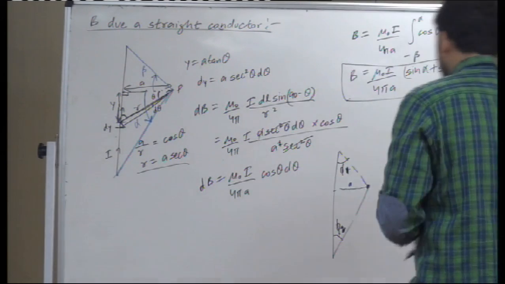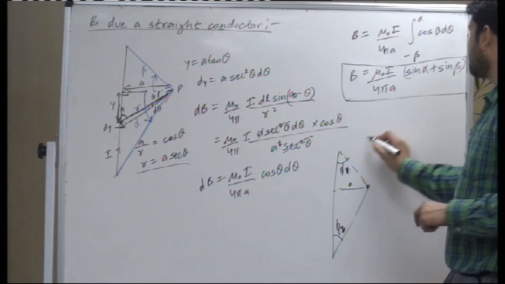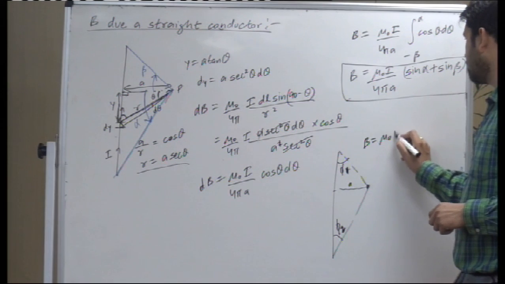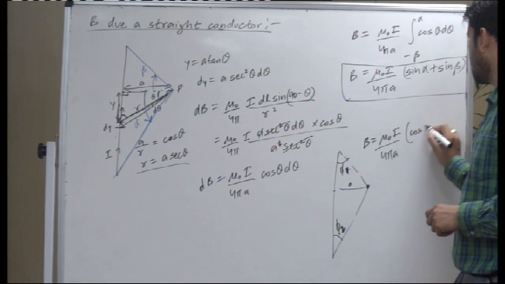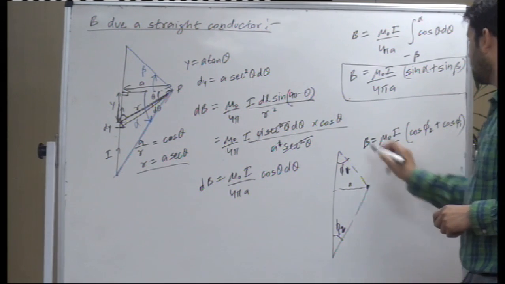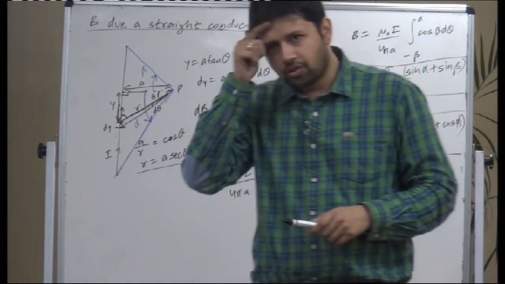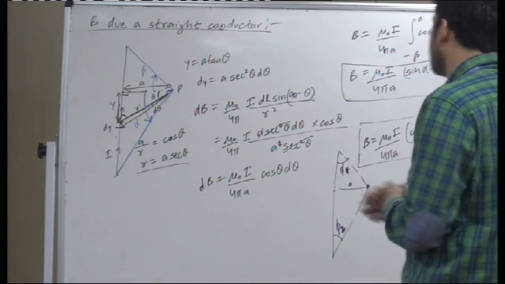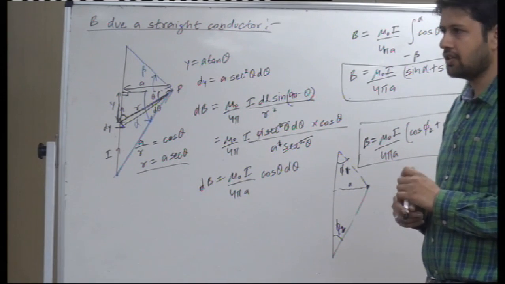So if you are taking these corner angles, then this expression would modify to this one: mu naught I upon 4 pi a, cos phi 2 plus cos phi 1. The angles would always be added. The cos values or the sin values will always be added.